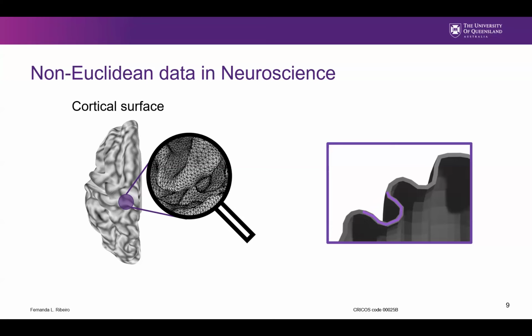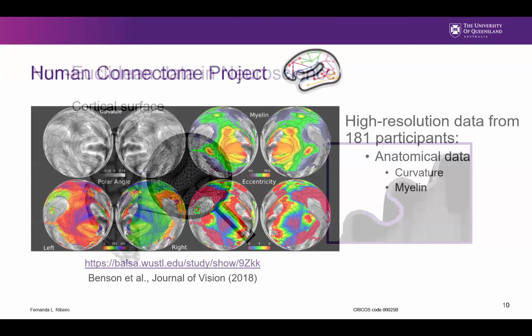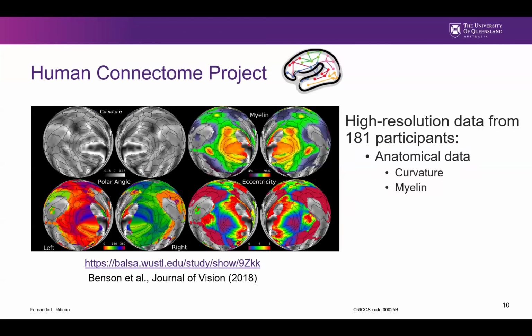So it really makes sense to represent retinotopic maps on surfaces, and therefore we went for a geometric deep learning kind of approach. To train these models, we use the Human Connectome Project dataset, which includes high resolution data from 181 participants, and they made available anatomical data in the form of curvature and myelin maps, and the functional data in the form of polar angle and eccentricity maps.